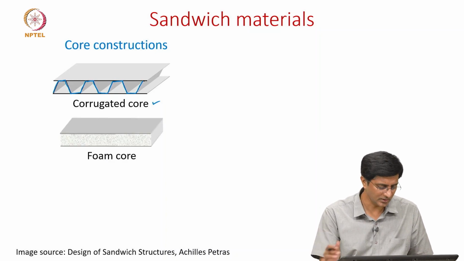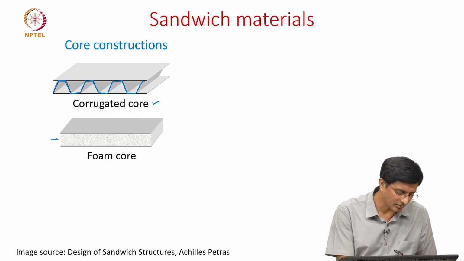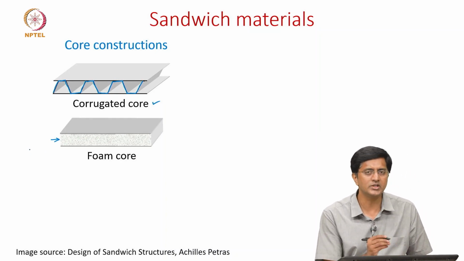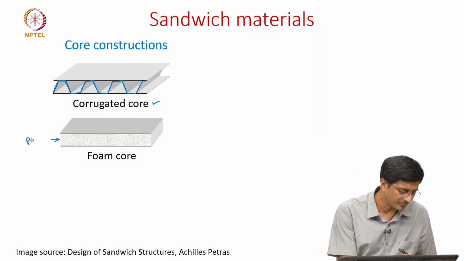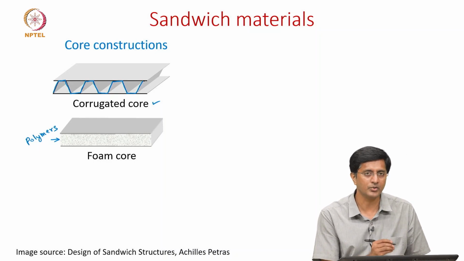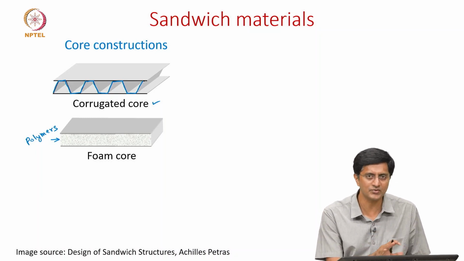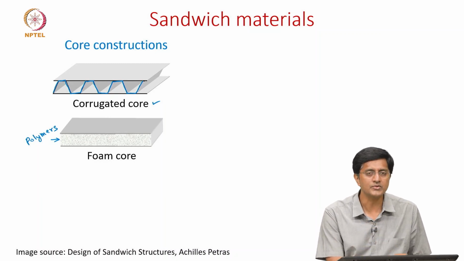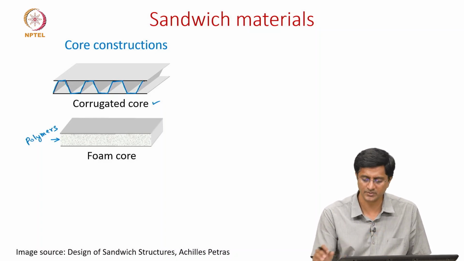Okay, the next is the foam core, meaning we fill it up with foam, and usually these foam materials are made of polymers like polystyrene, PVC, and polyurethane (PU). These are the commonly used foams. In addition to the mechanical properties we have been discussing, these polymer foams also increase the thermal insulation properties. So in addition to the mechanical advantages, they also give you thermal insulation benefits. So foam cores are commonly used in the construction industry.